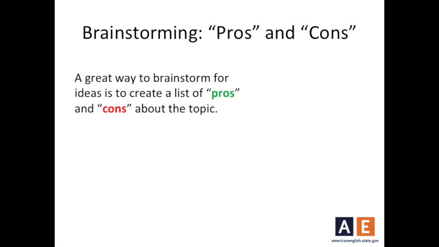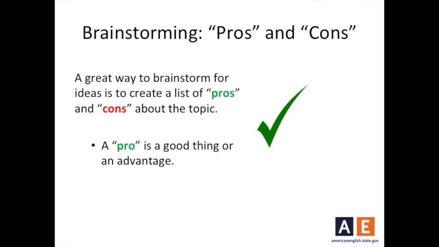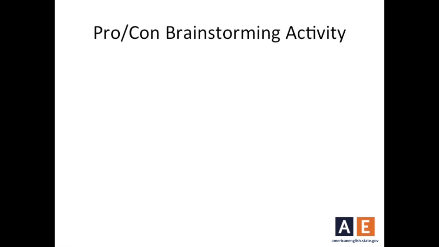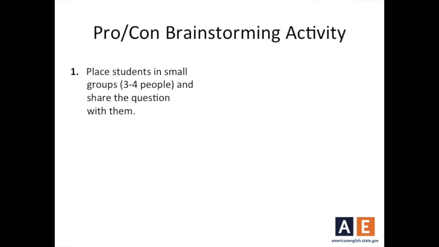A pro-con list requires students to come up with a list of pros, which are positive things or advantages of a topic, and cons, which are negative things or disadvantages. Pro-con brainstorming can be a very fun discussion activity because it involves sharing opinions and trying to justify them. Here's how it works. Place students in small groups of 3 to 4 people and share a question about a writing topic with them. Let's do one here as an example in this video.